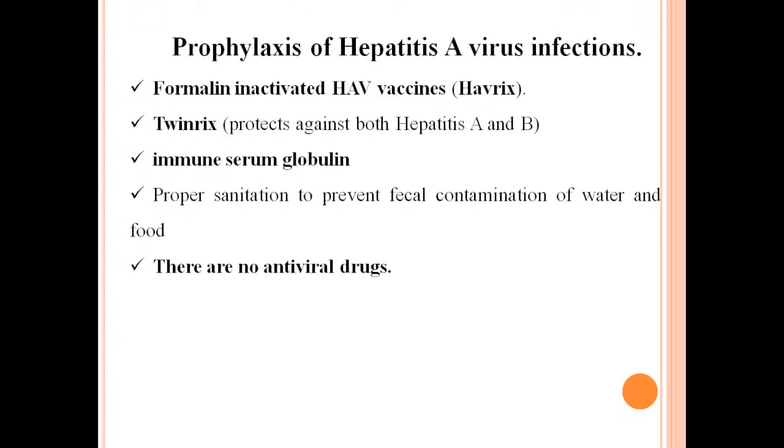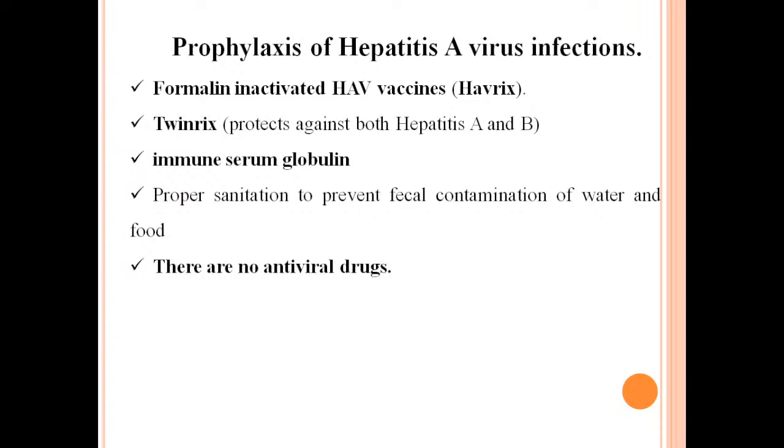What about prophylaxis? Prophylaxis of hepatitis A includes using a vaccine. I have said that immunity is lifelong after hepatitis A. For prophylaxis, we can use formalin inactivated hepatitis A vaccine, it is called Havrix. Another one is Twinrix, that is a dual vaccine. It is used for protection against both hepatitis A and B. The first one, Havrix, may be used for children from 1 year.